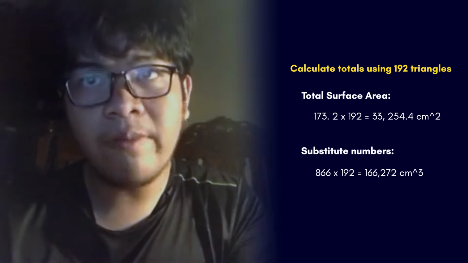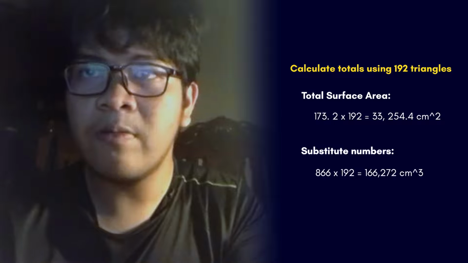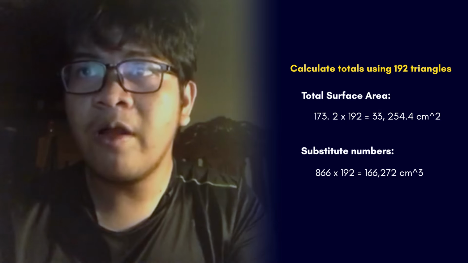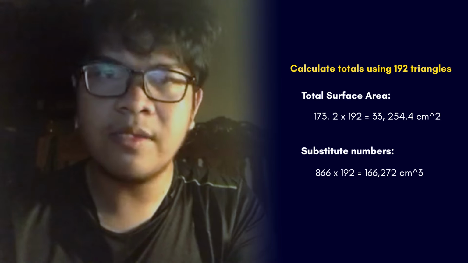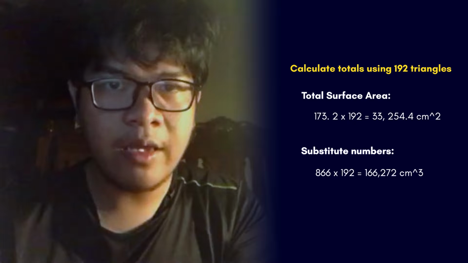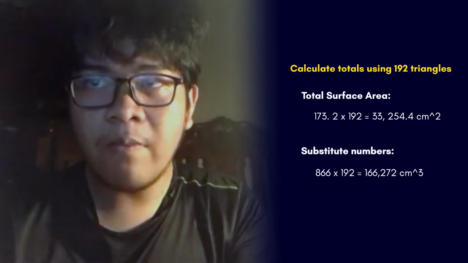So the whole wave has a surface area of 33,254.4 square centimeters and a volume of 166,272 cubic centimeters. This shows that by breaking it into triangles, even a complicated wave can be computed accurately.